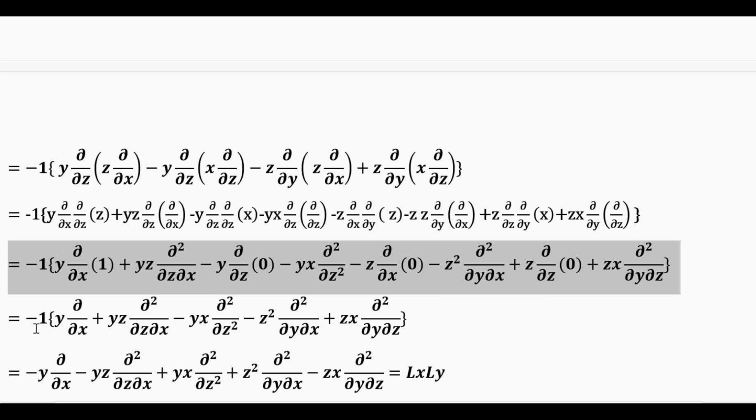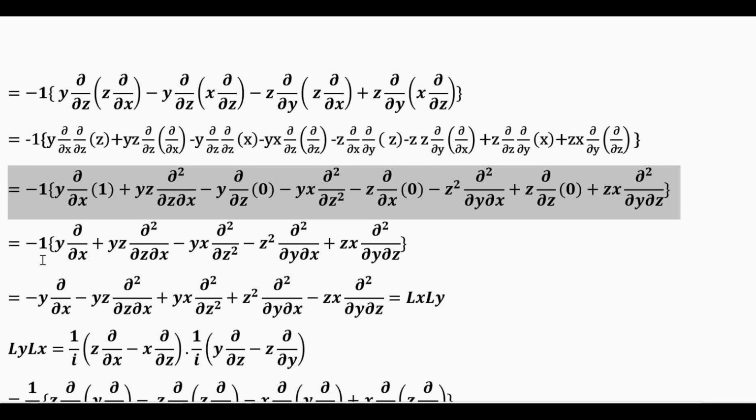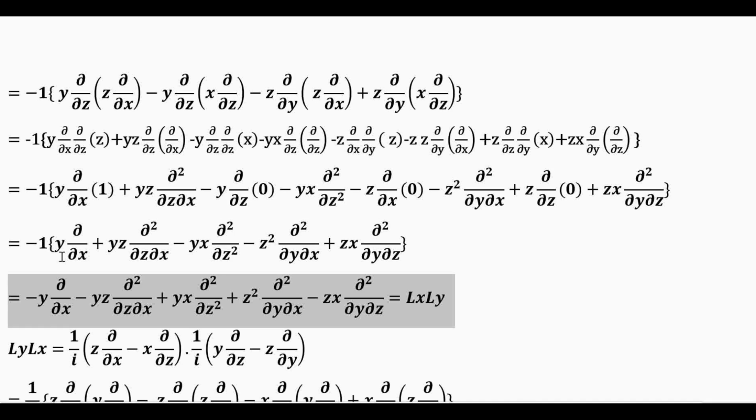So I will write minus 1. This 1 I don't need to write, because anything multiplied by 1 is the same number. So y ∂/∂x plus yz ∂ square by ∂z ∂x minus yx ∂ square by ∂z square, minus z square ∂y/∂x plus zx ∂ square by ∂y ∂z. Now I have minus 1 outside the bracket, and just for the sake of mathematical simplicity I am changing the signs of all the terms I have derived and removing minus 1. So this is minus y ∂/∂x and so on. So this is the value of Lx multiplied by Ly.